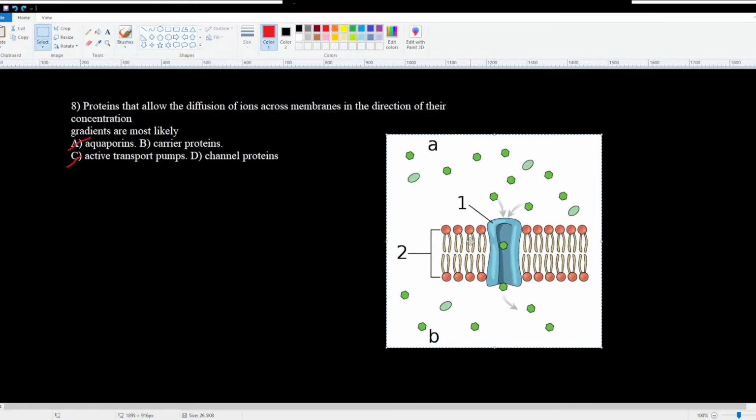So this is a channel protein. Instead of just transporting it, it now acts by diffusion. Now we have a high concentration to a low concentration. That's what a channel protein does. It essentially just acts as a channel for something like ions or sugars or whatnot to go right through the cell membrane. So that's a channel. So the answer is channel proteins, D.